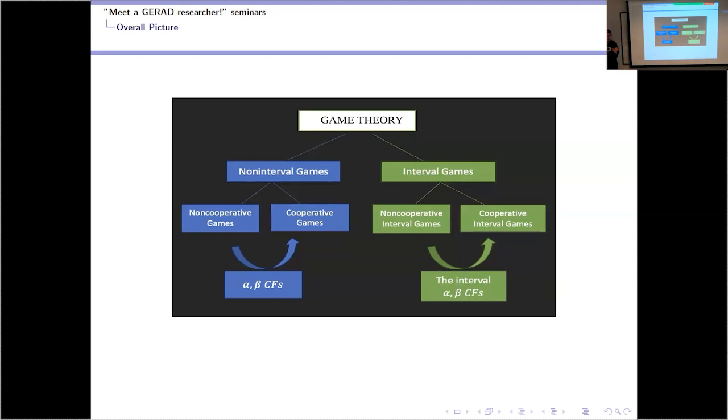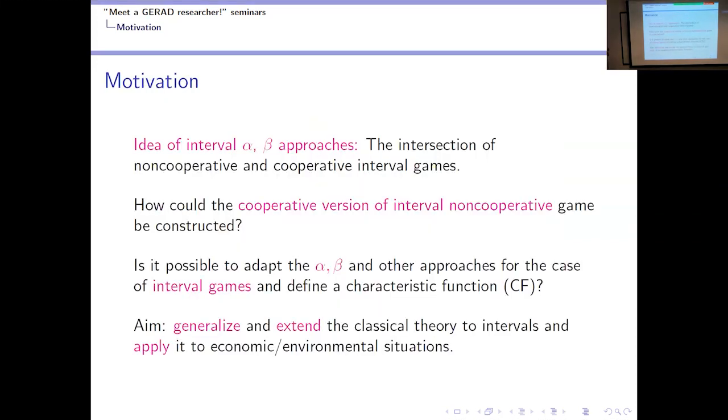In the light of this information, our work deals with the intersection of non-cooperative interval games and cooperative interval games, offering novel insights into strategic interactions under uncertainty by introducing the interval alpha beta characteristic function. Let's see. That was our motivation, actually, what I have just mentioned.